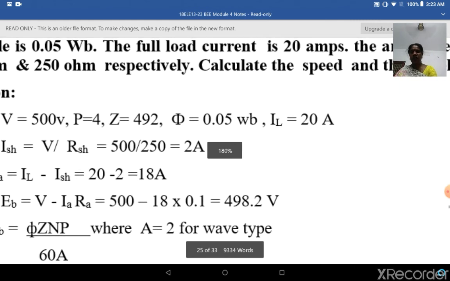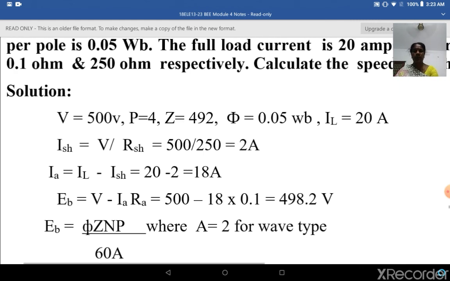Solution: given V is equal to 500 voltage, number of poles is equal to 4, number of conductors is equal to 492, and phi is given as 0.05 Weber, and the line current IL, the load current IL, is equal to 20 amps. Shunt current can be calculated as V by R shunt. Here V is 500, shunt resistance is 250 ohms. So shunt current is 2 amps. Ia is equal to IL minus I shunt. IL is 20, so 20 minus 2, 18 amps is the armature current.